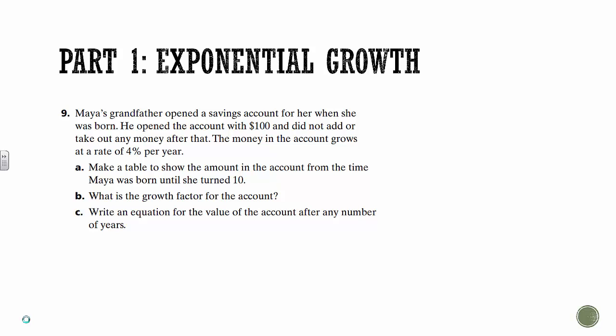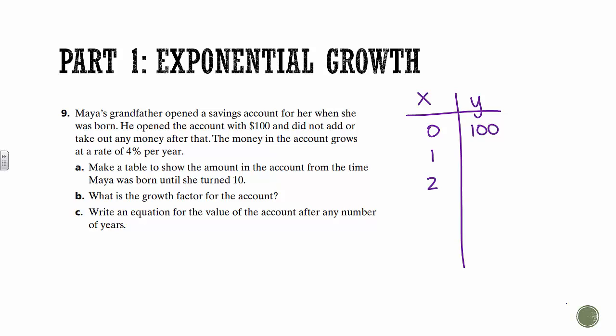Maya's grandpa opened a savings account for her when she was born. He opened the account with $100 and didn't add or take out any money after that. The money in the account grows at a rate of 4% per year. Make a table to show the amount in the account from the time she was born to the time she turned 10. So when she was born, that's when the year was 0, it started with $100.